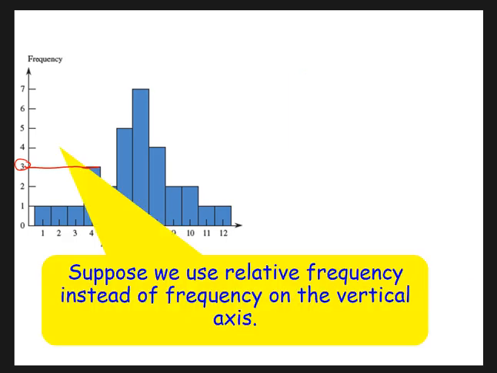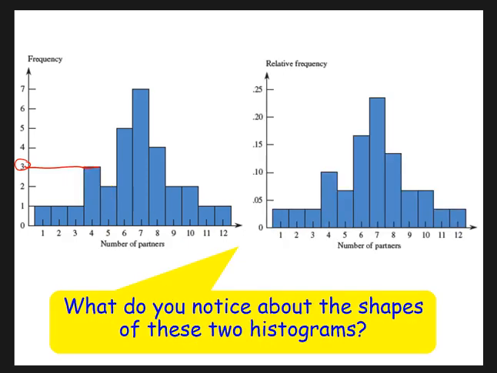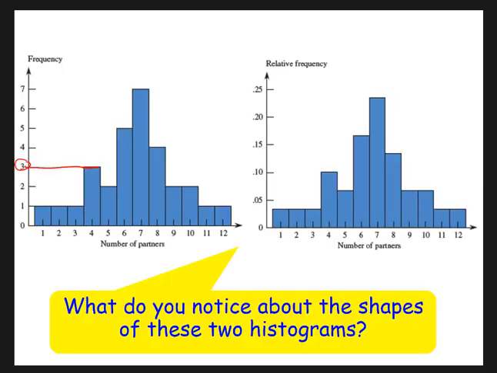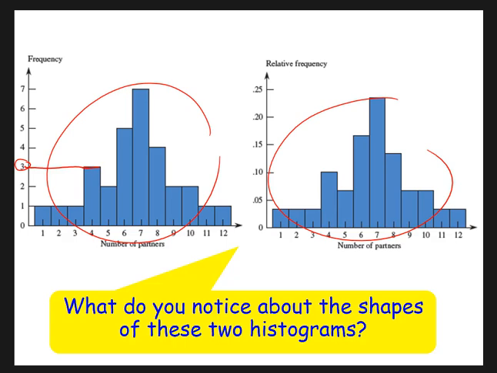Suppose we used relative frequency instead of raw frequency. Well, then the horizontal axis would go up to just whatever that highest relative frequency would be, in this case 0.25. Notice, by the way, the shape of the graph is exactly the same. The bar heights and all that other stuff are pretty much the same.